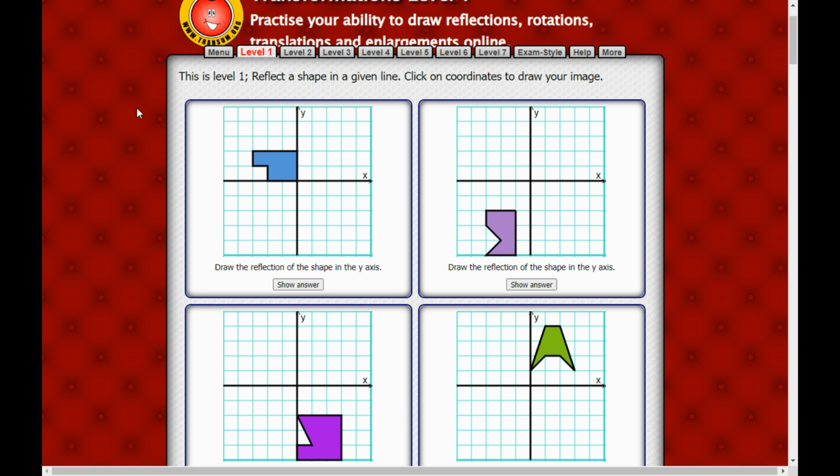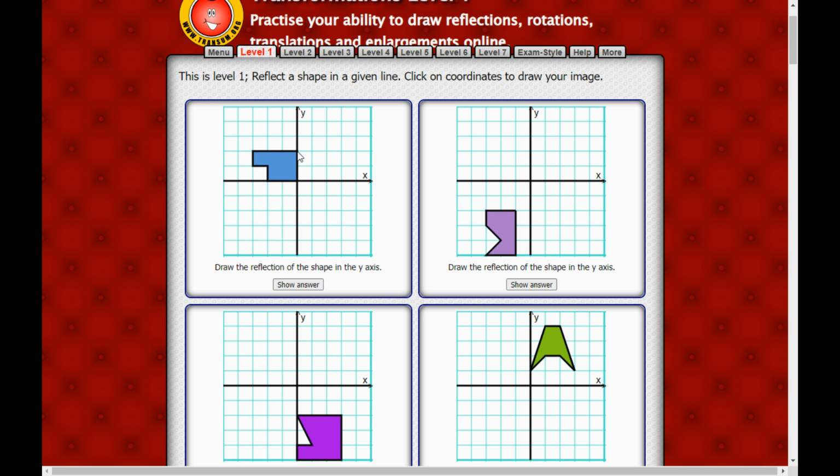Now, the first question says reflect. Reflect the shape in a given line. It says here, draw the reflection of the shape in the y-axis. There's your y-axis, which is vertical. A reflection would start from here.